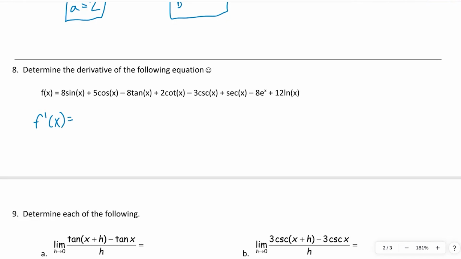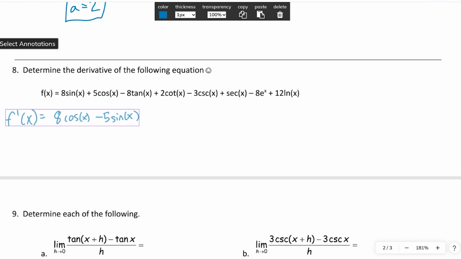So the derivative of 8 sine x is going to be 8 cosine x. The derivative of 5 cosine x is going to be negative 5 sine x. I'm already kind of moving too far over, I think. Let's bring this back a little bit.